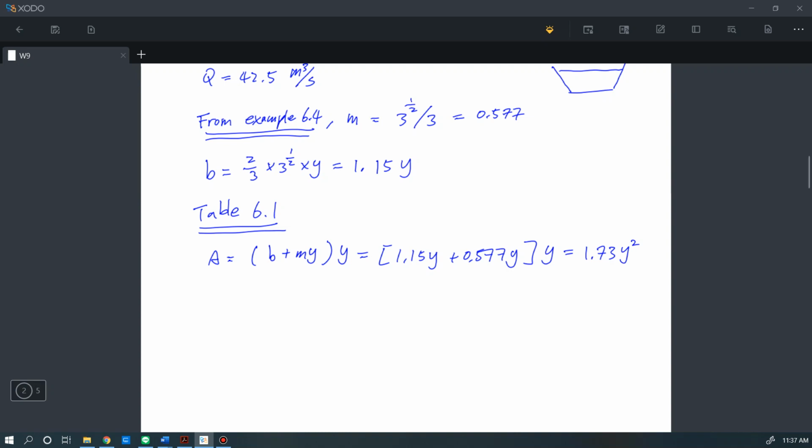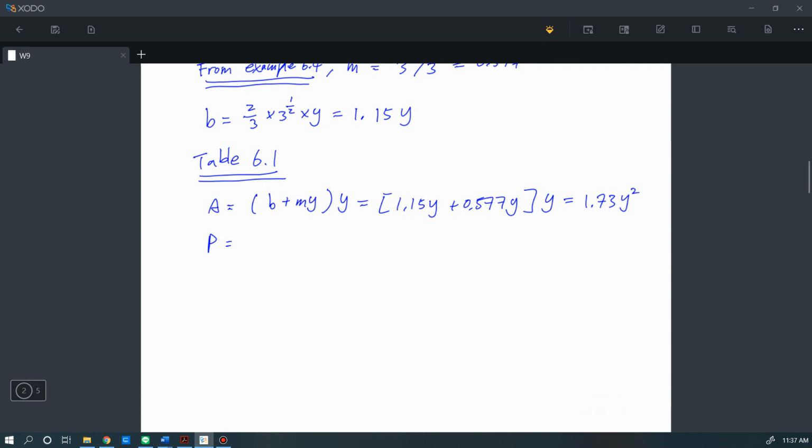And similarly, we can apply the equation from table 6.1 for the wetted perimeter. That's P is equal to b plus 2y times the quantity 1 plus m squared, to the power of 1 over 2. And let's plug in the numbers.